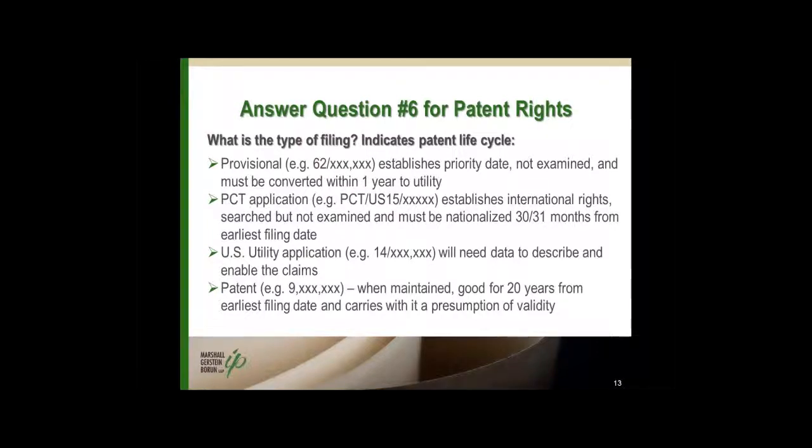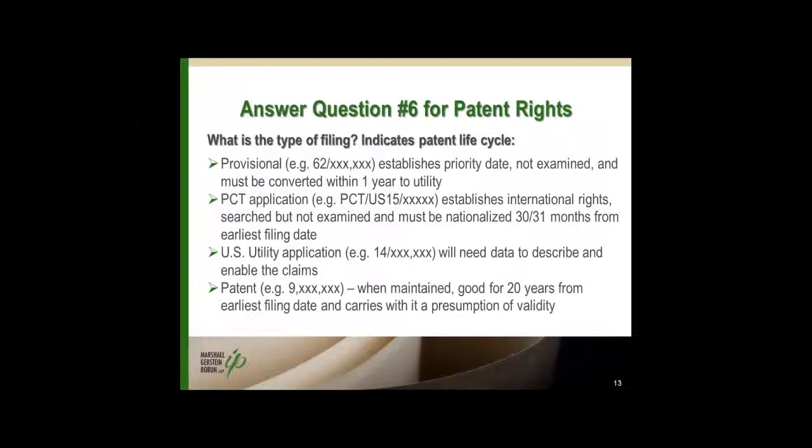And that will also not be examined. There's a search report that comes from that to give you some sense of where the claims may overlap with other prior art, but that is also not an examined application, and it has to be converted, or what we call nationalized, filed in the individual countries where you'd like protection, within 30 or 31 months after the first filing date. And why does it have to be filed in each of the countries?